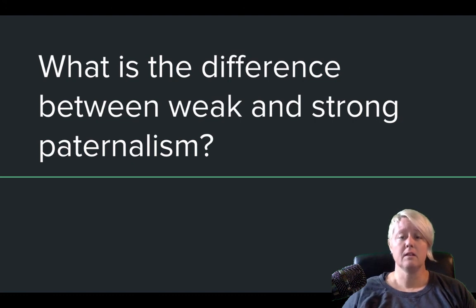Strong paternalism, on the other hand, is a form of paternalism where someone steps in and overrides another person's choices or actions, even though that person is considered to be fully autonomous.